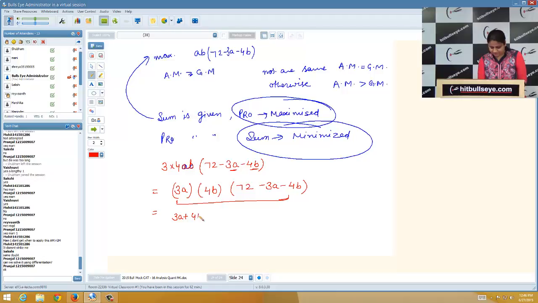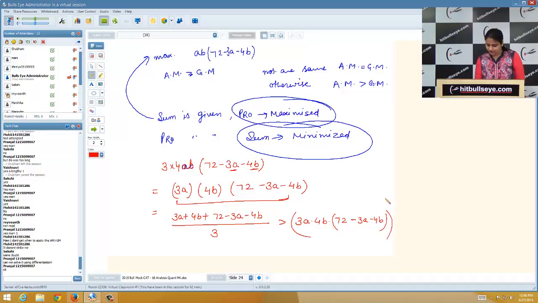Arithmetic mean (3A plus 4B plus 72 minus 3A minus 4B) divided by 3 is greater than the geometric mean. What is the geometric mean here? This is 3A into 4B into (72 minus 3A minus 4B). Now you can see the usage of manipulation here. I took 3 and 4 intentionally here. Why so? Because the sum is not given here.